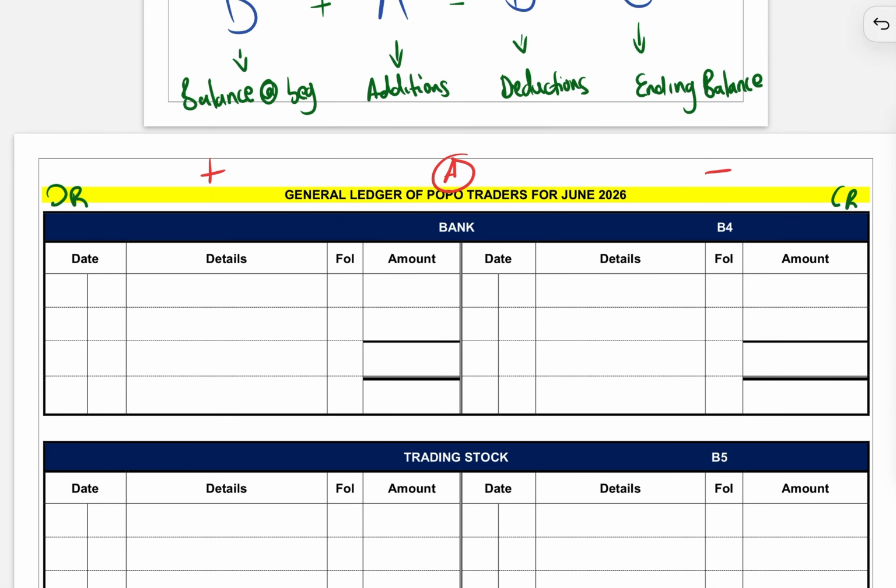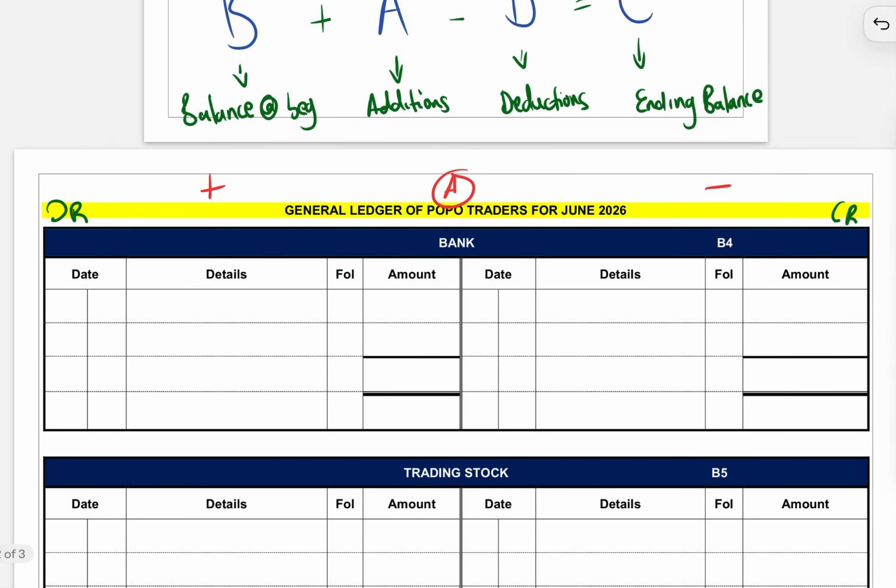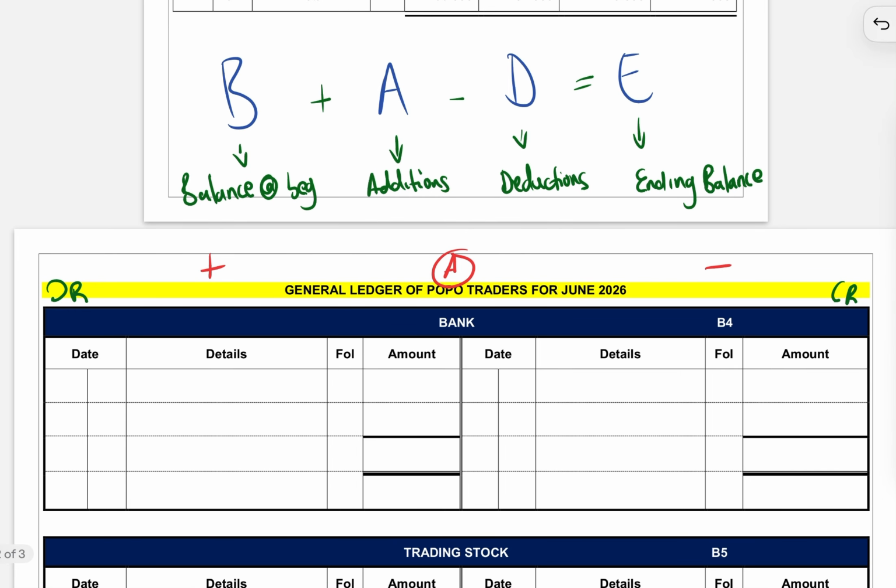The next step is now applying BAID. BAID says you must start with the opening balance, meaning the balance at the beginning. So you need to show the opening balance at the beginning of the month inside the general ledger, the bank account. On which side are we going to record the opening balance?